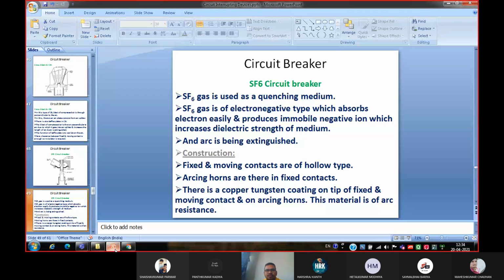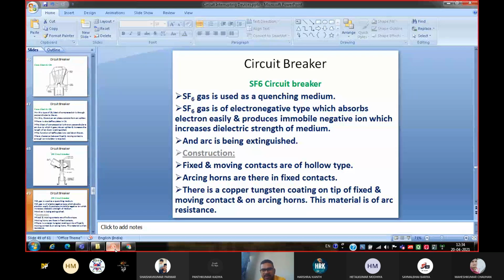Now, which property does this SF6 gas have? SF6 gas is of electronegative type. The property of SF6 gas is that it is of electronegative type. What is the meaning of this electronegative type? That means it absorbs electrons easily and produces immobile negative ions.